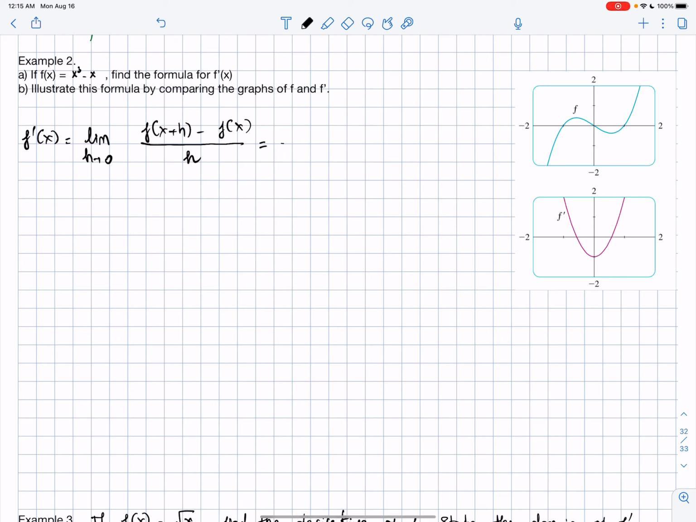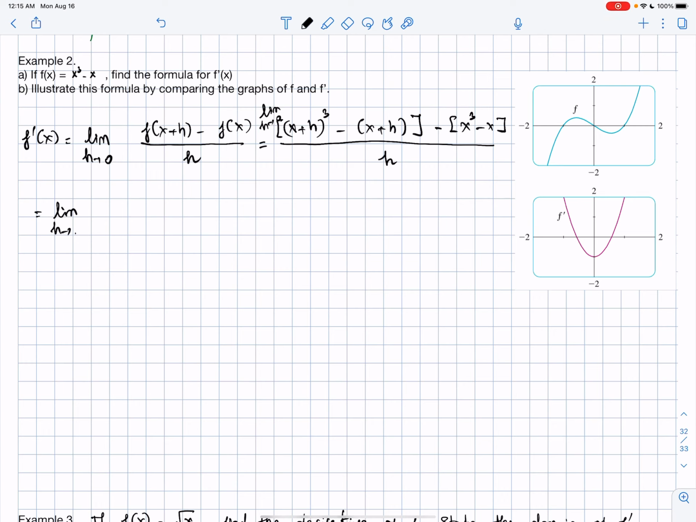So we have the function f of x is x cubed minus x, so we will plug in x plus h. So we get x plus h cubed minus x plus h, and then minus x cubed minus x, over h. And we need to take the limit as h approaches 0.